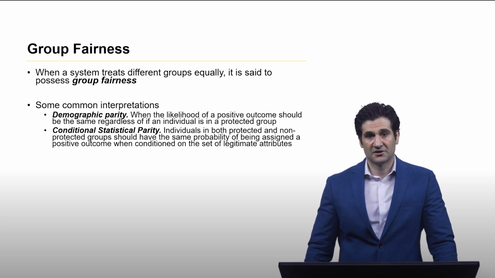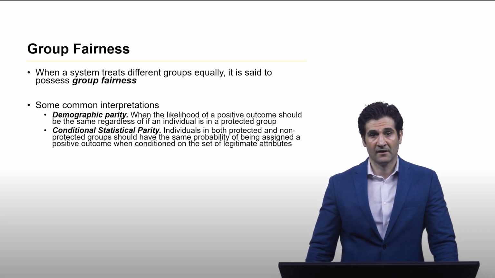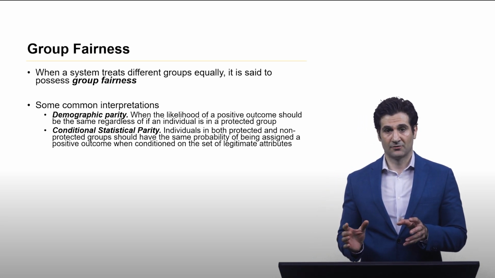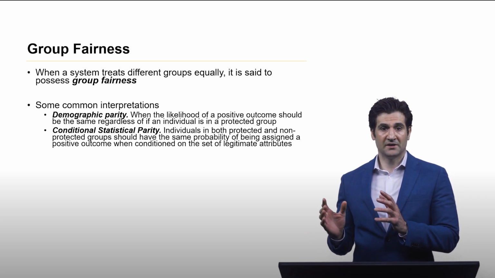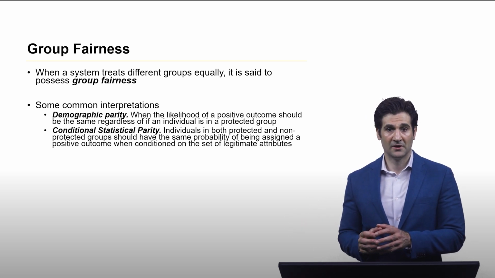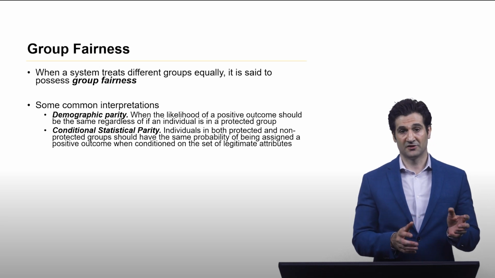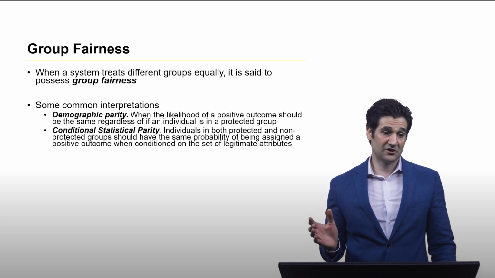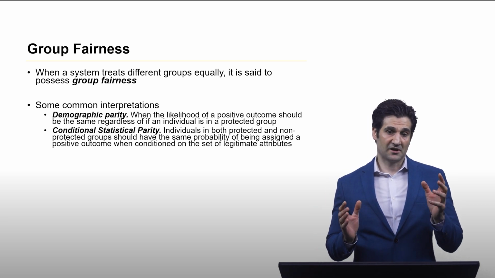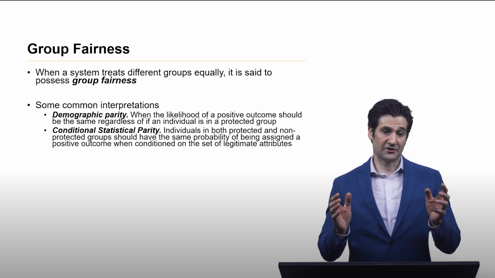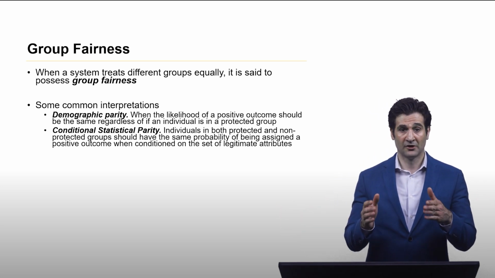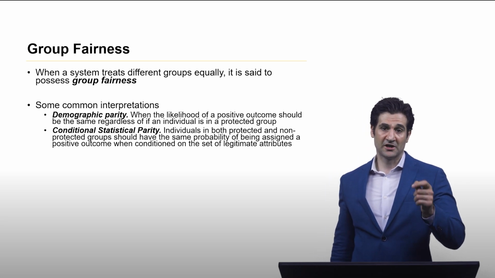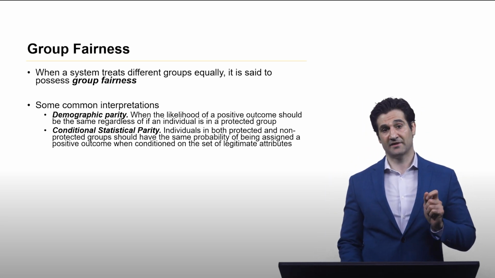Next is conditional statistical parity, and that is if you have individuals in both a protected and non-protected group, they have the probability of being assigned the same positive outcome conditioned on the same set of legitimate attributes. So kind of going along the lines of looking at individuals that are very close with a set of features despite being in different groups. Now we're looking at different groups, but the measurement here is based on being assigned a positive outcome.